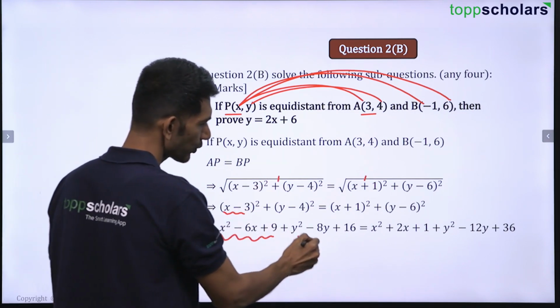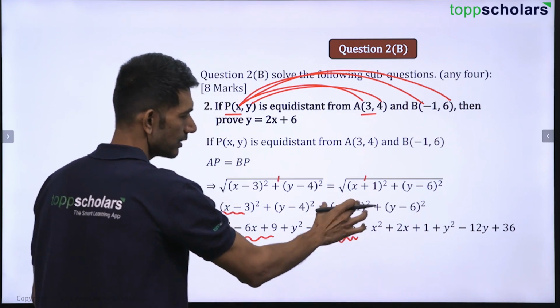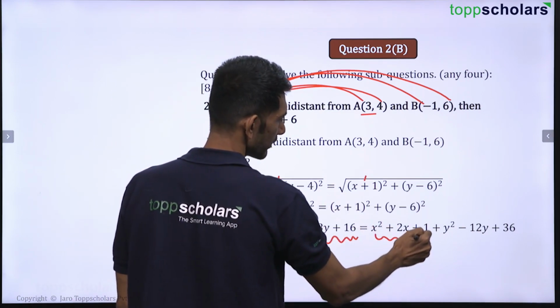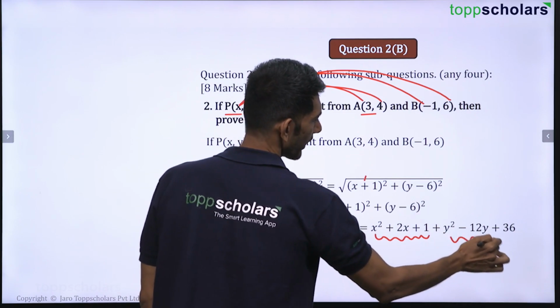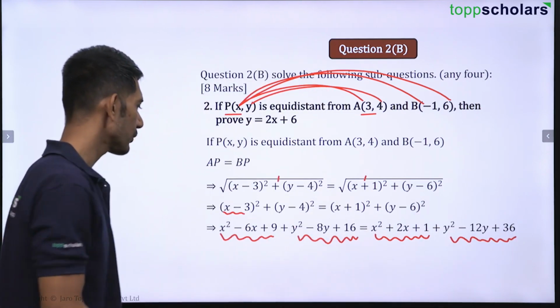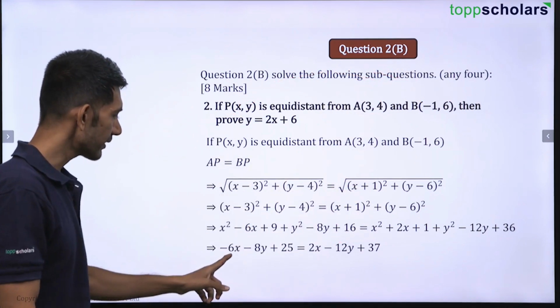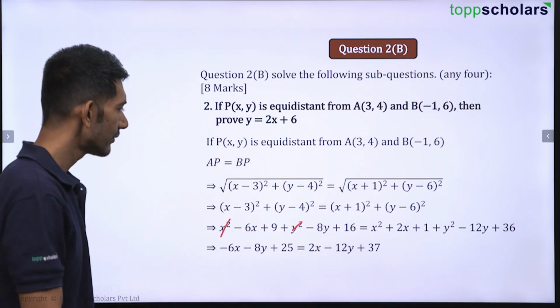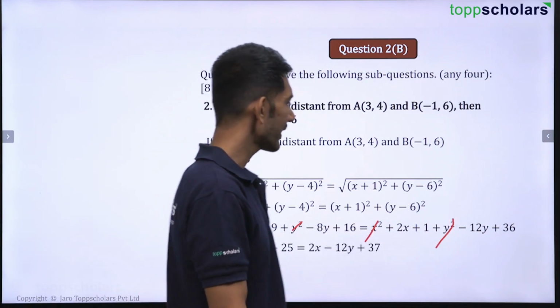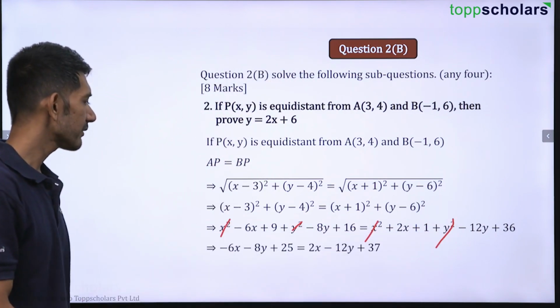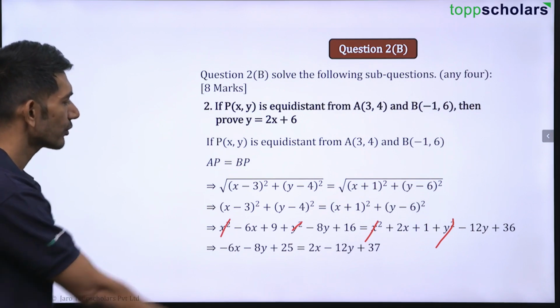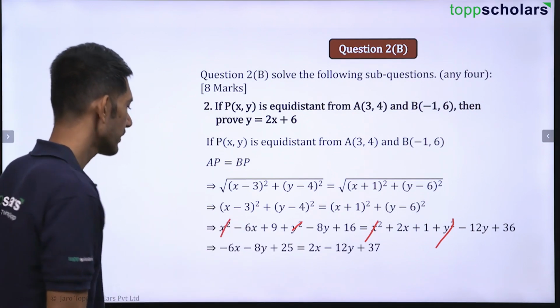This becomes y square minus 8y plus 16. This becomes x square plus 2x plus 1. This becomes y square minus 12y plus 36. Now you solve this. And once you solve, basically x square and y square get cancelled. So minus 6x minus 8y plus 25 is equal to 2x minus 12y plus 37.